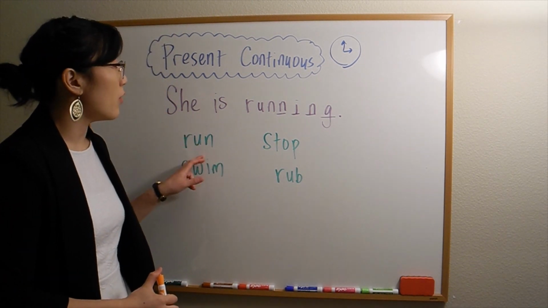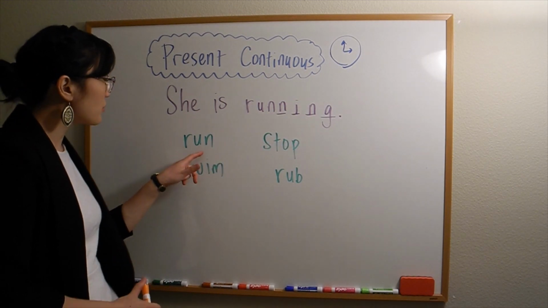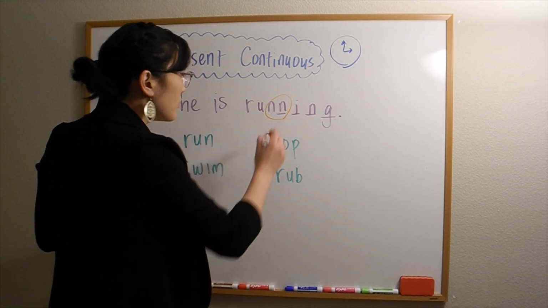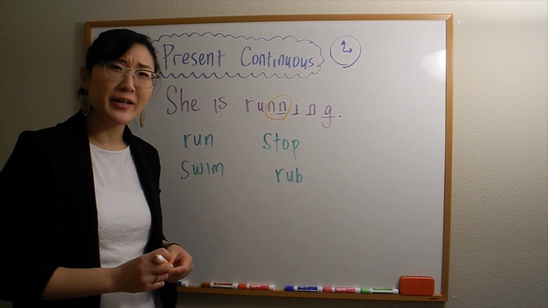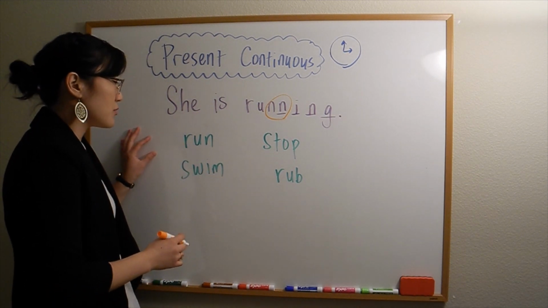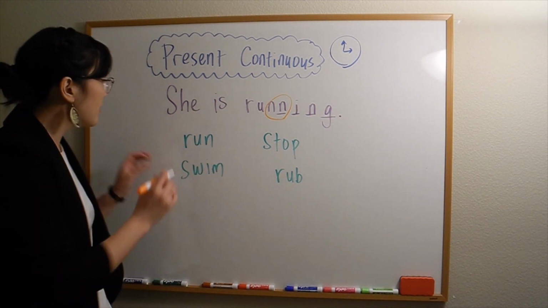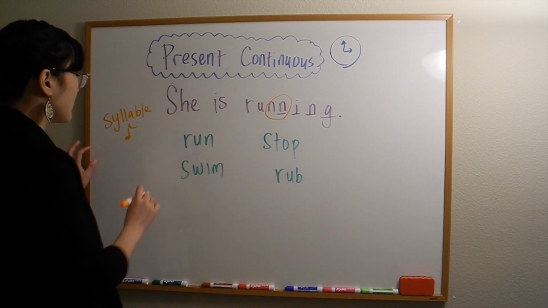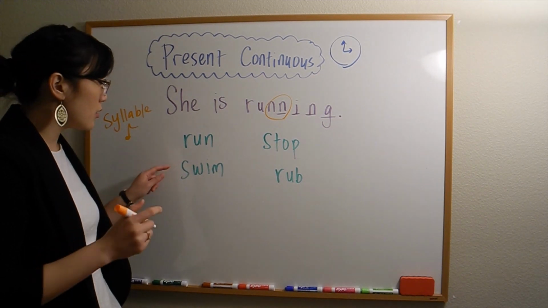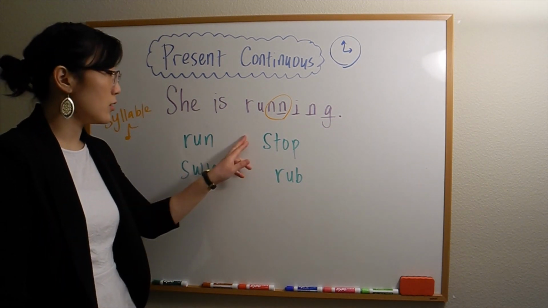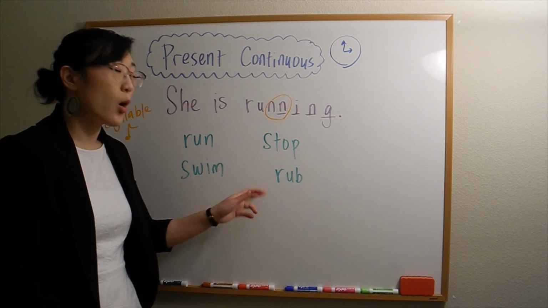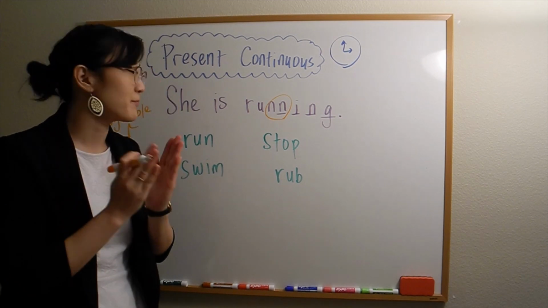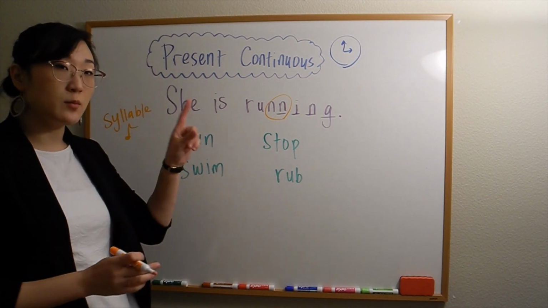Next, let's look at another example. She is running. The verb run has an ending. Why is there two? Good question. So, look at these examples. The syllable is like the music of language, right? Run has one syllable. Swim has one syllable. Stop has one syllable. Rub has one syllable. Rub is like you rub lotion, right? Or sunscreen. All of these have one syllable sound, right?